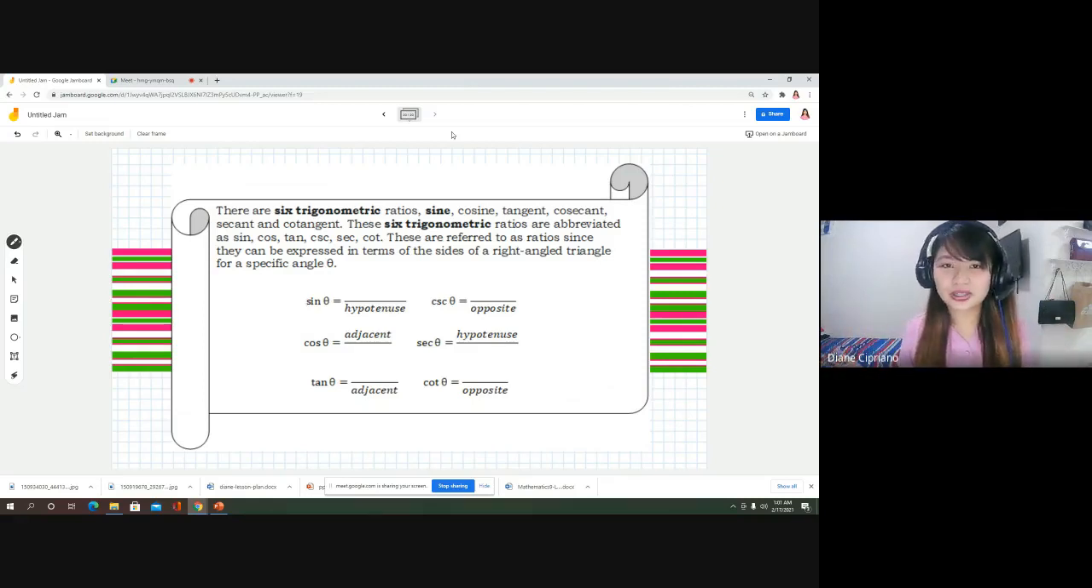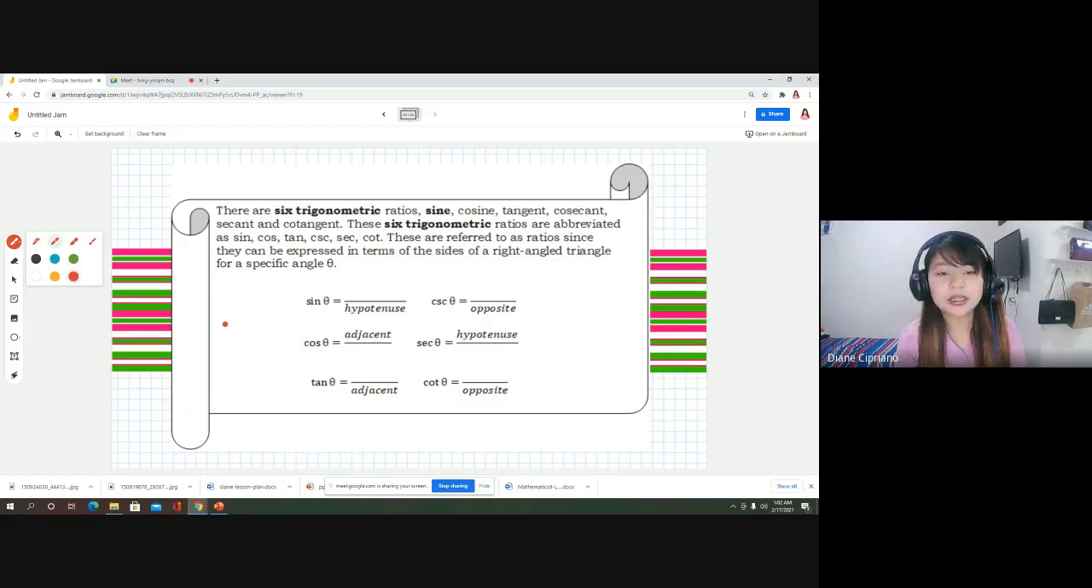And for our generalization, let me just read it to you. There are 6 trigonometric ratios: sine, cosine, tangent, and their reciprocals, cosecant, secant, and cotangent. These 6 trigonometric ratios are abbreviated as sin, cos, tan, csc, sec, and cot. These are referred to as ratios since they can be expressed in terms of the sides of a right triangle for a specific given angle theta.